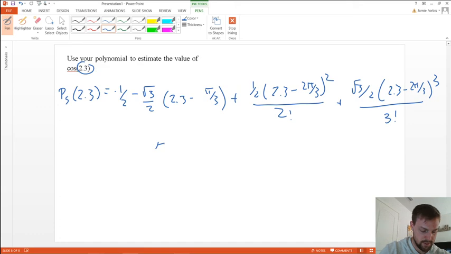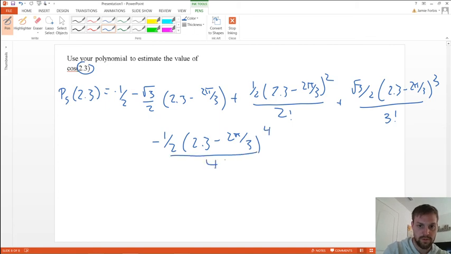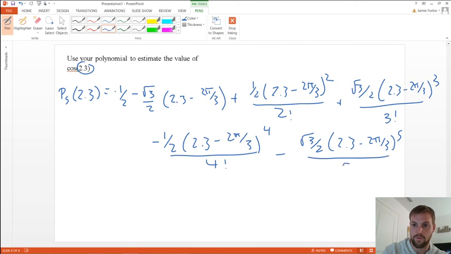And then minus, it should be minus, I'm sorry, 1/2 times (2.3 minus 2π over 3) to the fourth over 4 factorial, and then minus √3 over 2 times (2.3 minus 2π over 3) to the fifth over 5 factorial.